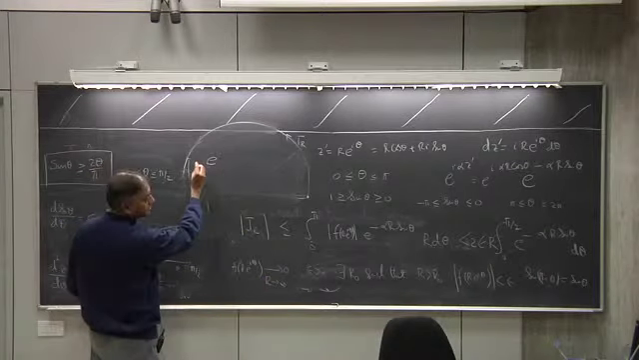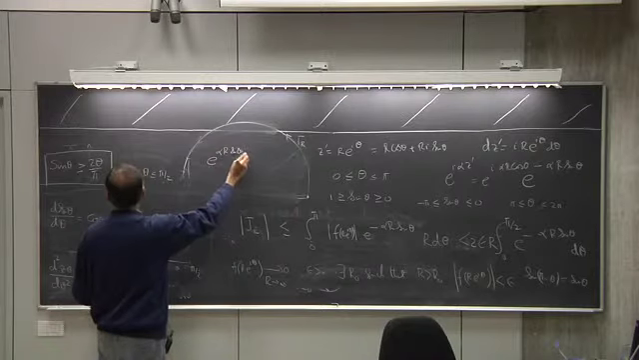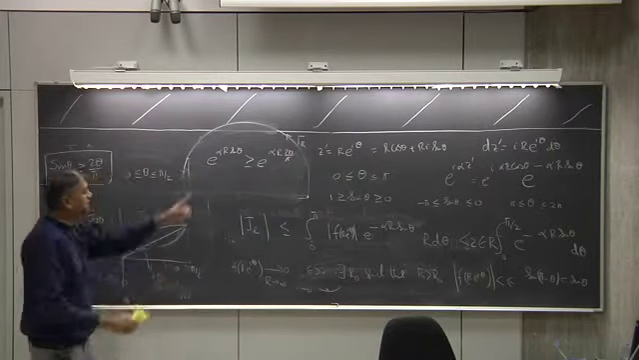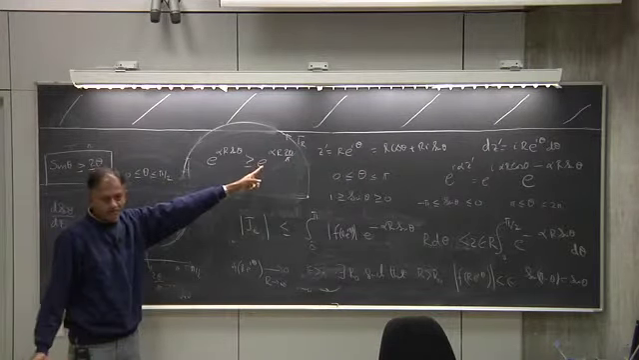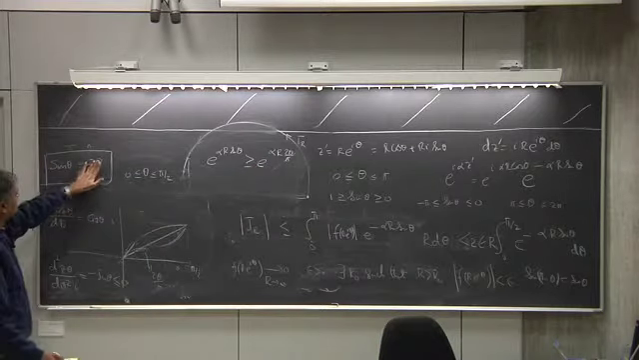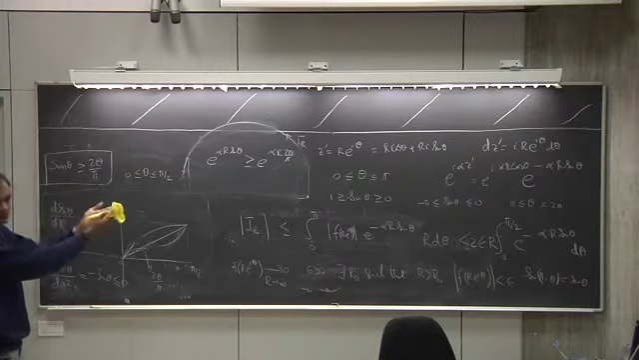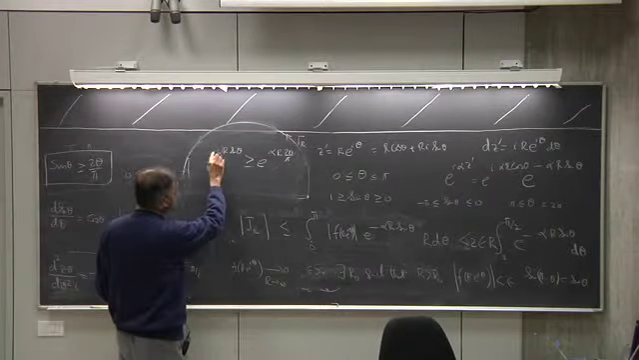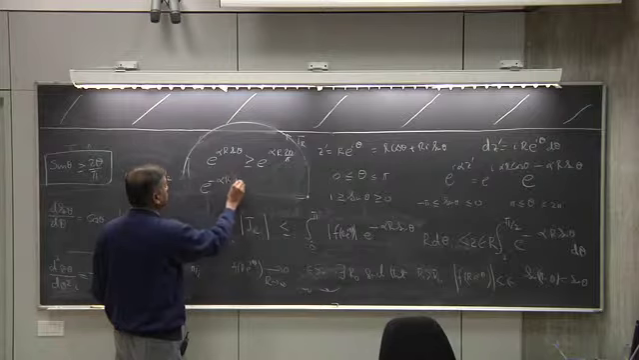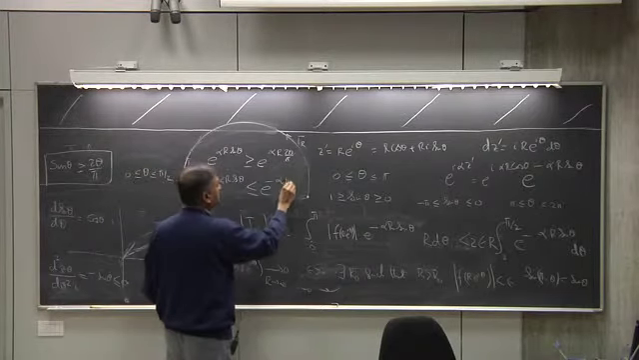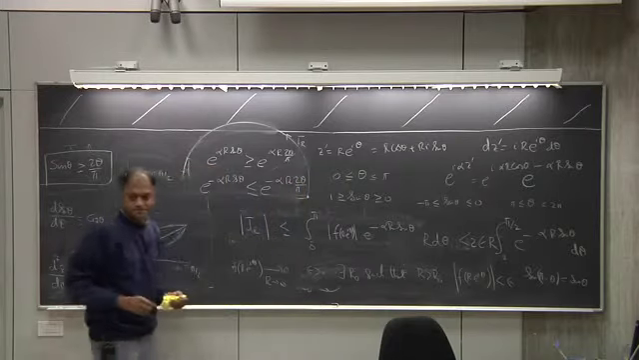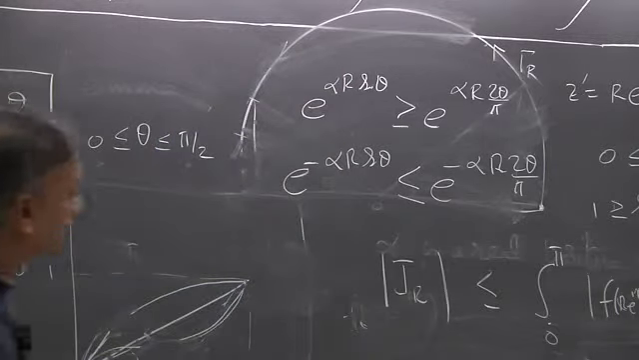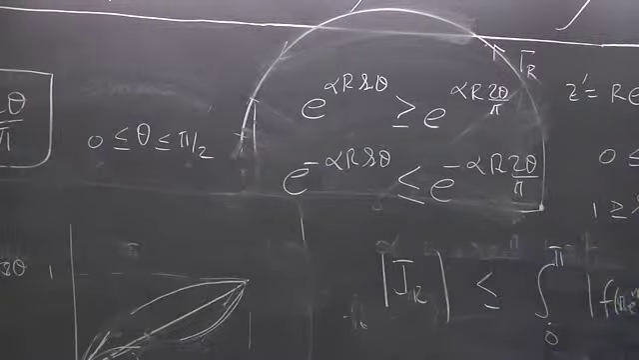So, e to the power of alpha r sin theta is also greater than or equal to e to the power of alpha r 2 theta by pi, correct, because alpha and r are both positive. So alpha r sin theta is greater than or equal to alpha r 2 theta by pi, and therefore the exponential is also, because exponential is a monotonic function. Therefore, if I take e to the minus alpha r sin theta, this should be less than or equal to e to the minus alpha r 2 theta by pi, because this is simply 1 divided by that. So I can use this bound now to write this right hand side.